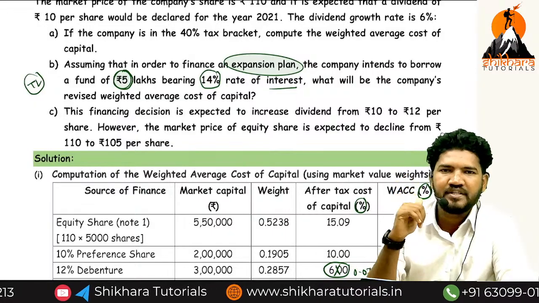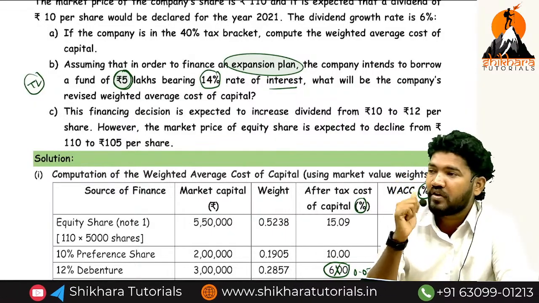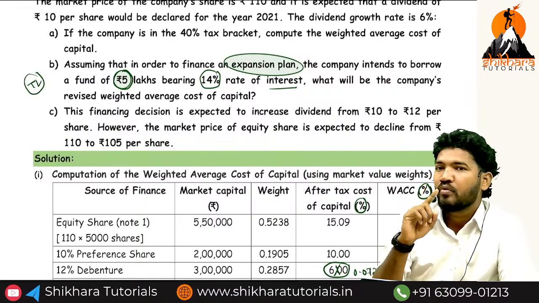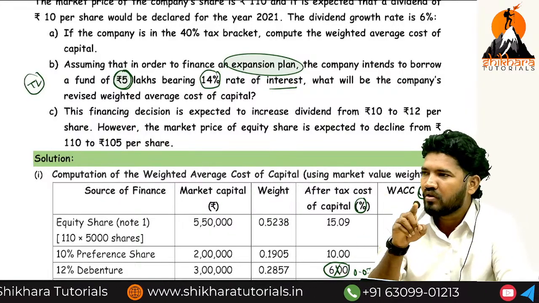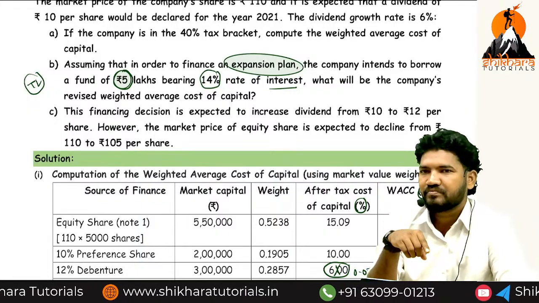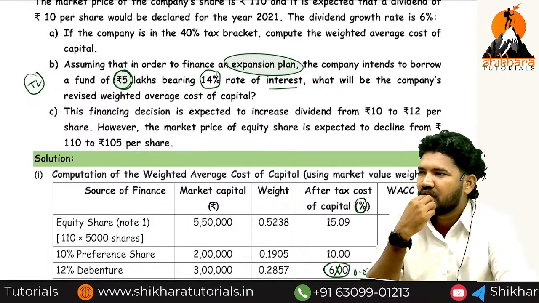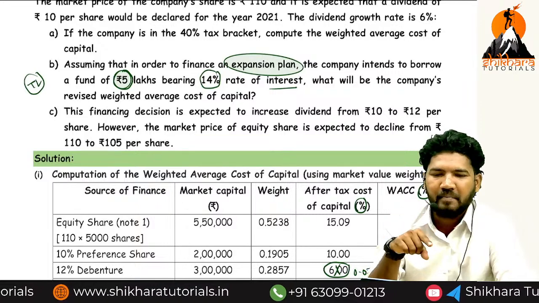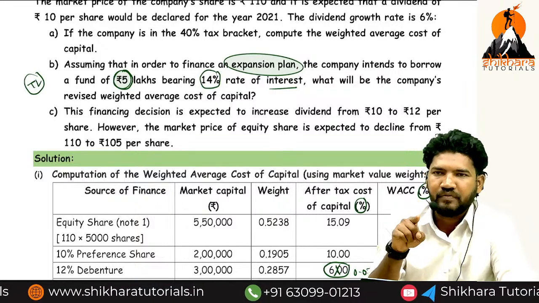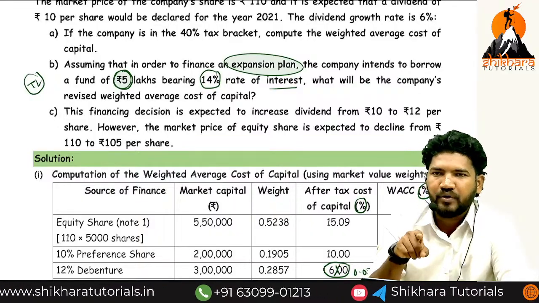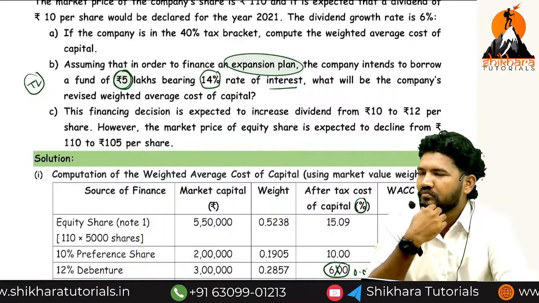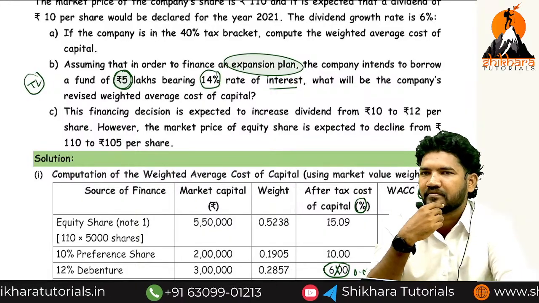Now capital changes, weights change, but specific cost of capital does not change. One will be added, KT will be added. Yes or no? And KE will change. Why does KE change? Due to that 5 lakhs, market price decreases from 110 to 105, and D1 increases from 10 to 12. KE changes.